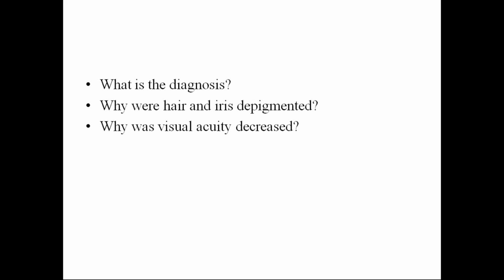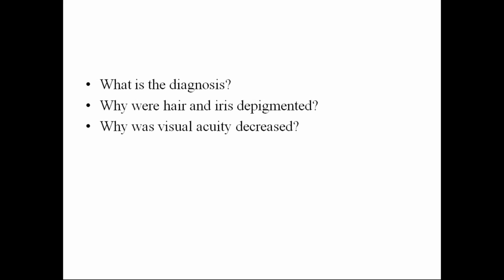Okay, now the second question: why were the ear and the iris depigmented? Due to the deficiency of melanin, as melanin is formed from tyrosine. The tyrosinase enzyme is not there, so tyrosine cannot convert into melanin.